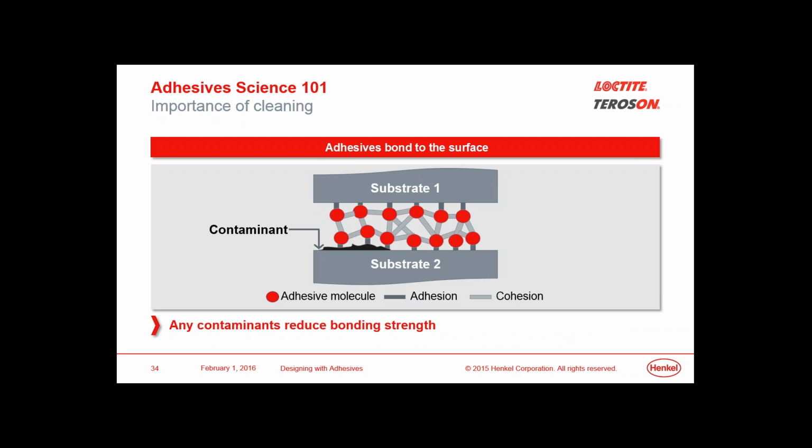So the importance of cleaning with an adhesive joint, as you can see here demonstrated by this cross section, is you want to make sure you remove all contaminants. Otherwise, it's really a layer between the adhesive and the part that you're trying to assemble, so you're really not bonding to the part. So it's important to make sure your parts are clean.